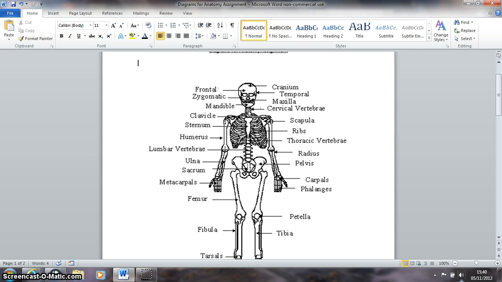Also the saddle joint. This is only found in your thumbs. It allows flexion, extension, abduction and adduction. This enables us to be able to hold objects and do other things such as writing, picking up objects, etc.